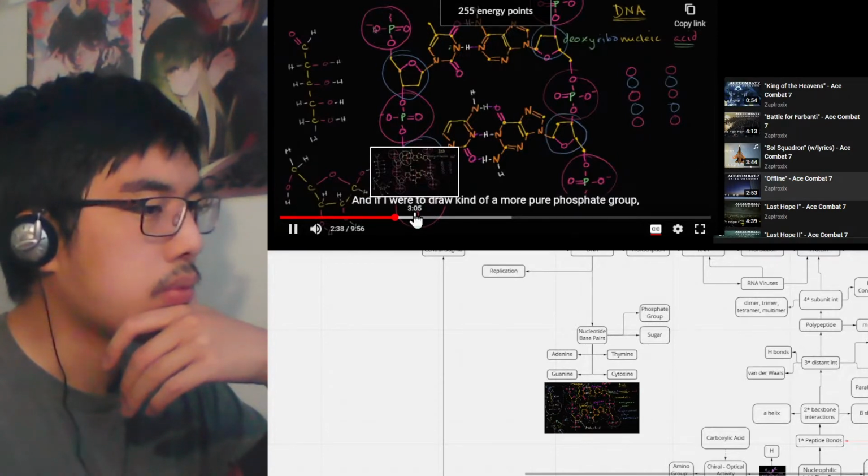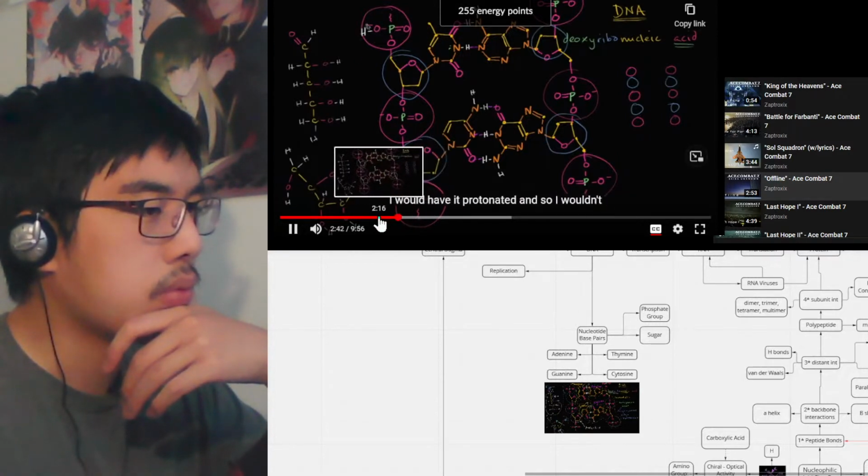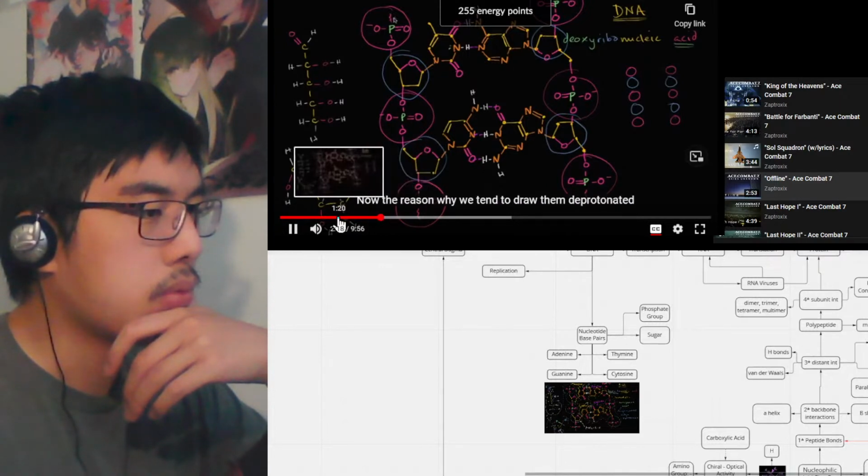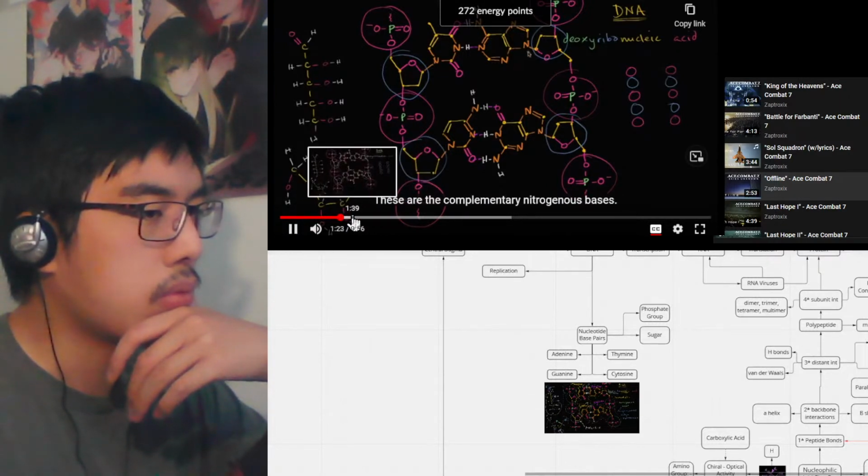And if I were to draw a more pure phosphate group, and I talked about this already in the last video, I would have it protonated. And the reason why we tend to draw them deprotonated is when they're the rungs on the ladder. These are the complementary nitrogenous bases.